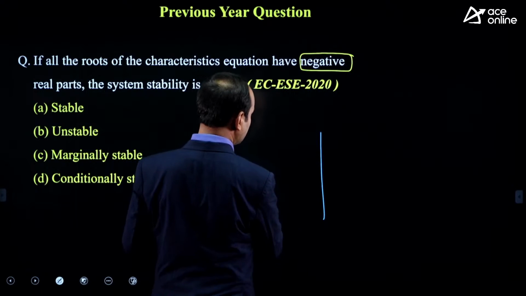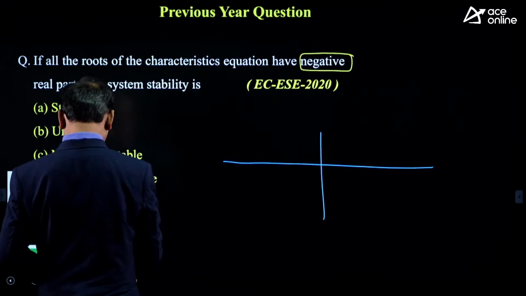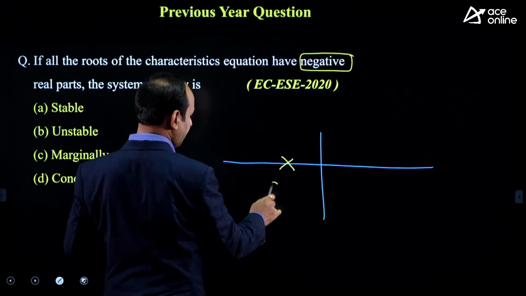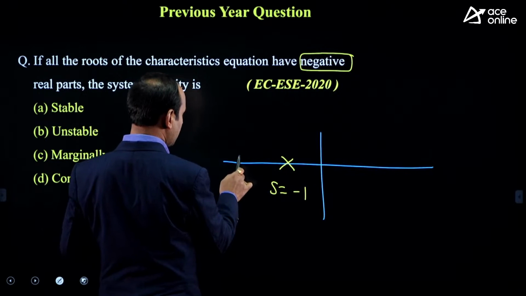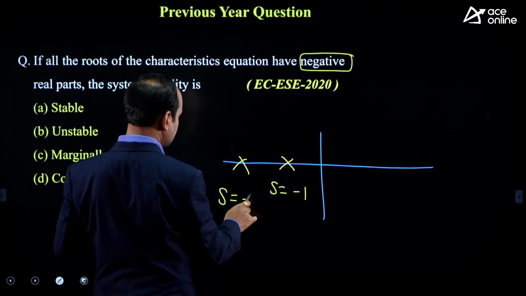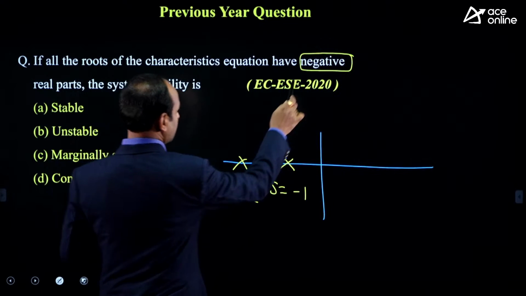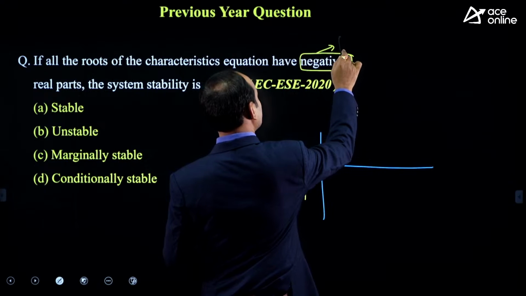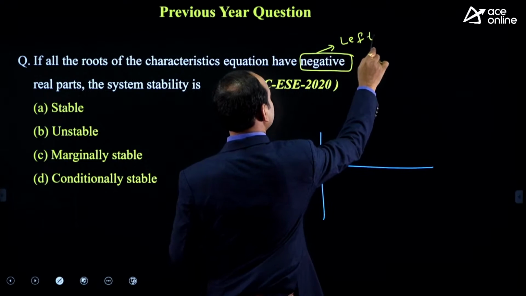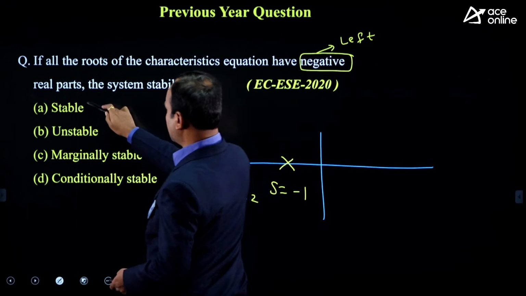Negative real parts means, now I am taking here, there is one pole at S equal to minus 1. Now S equal to minus 2. It is a negative real part. So all the poles are negative real parts, then the poles should be in the left of the s-plane only. Negative real parts means they are on the left side only. So no doubt the system is stable.